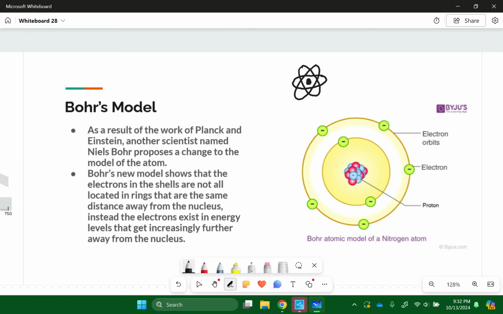And Bohr says this just can't work. Bohr instead says that the atom has to have specific energy levels. And these energy levels are like the rings or the shells where electrons exist. Bohr's model shows that the electrons in the shells are not all located on the same rings the same distance away from the nucleus, and instead electrons exist in energy levels that get increasingly further away from the nucleus.